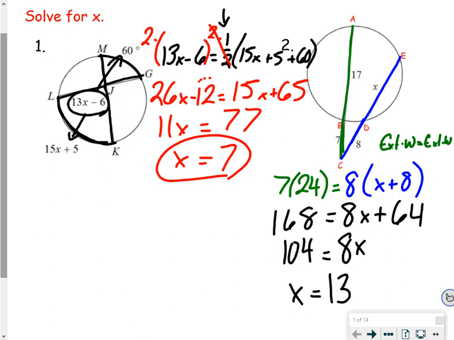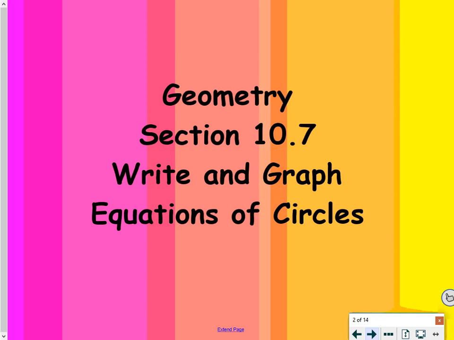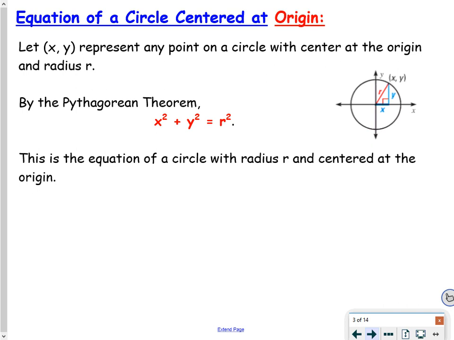All right, so let's get into the meat of this lesson, which is talking about equations of circles. We're going to write and graph equations of circles, and you're going to have a really brief homework assignment on 10.7. So to start, how we find the equation of the circle is just by Pythagorean theorem.